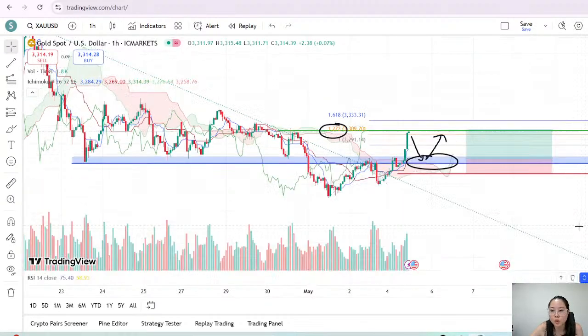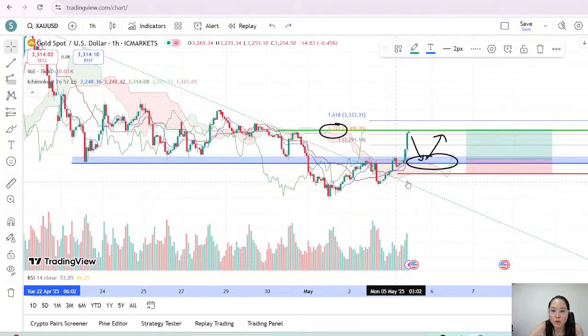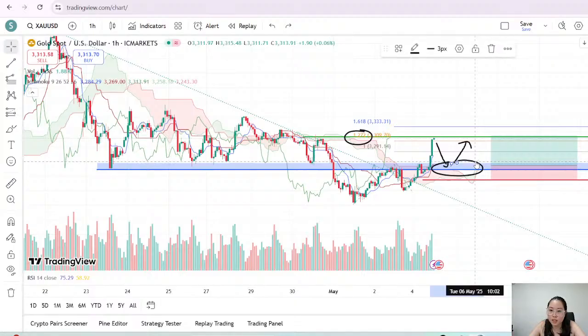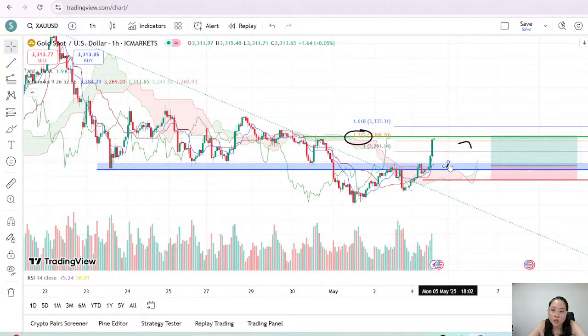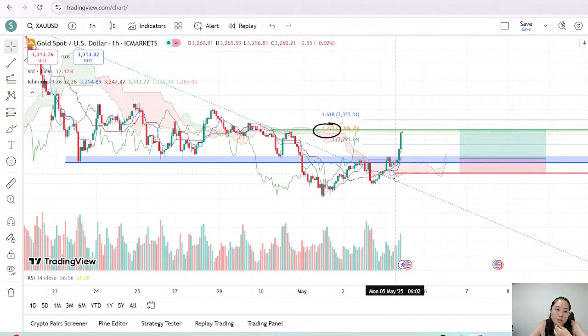I'm done with my analysis for gold. So if price pulls down to this area, this blue area here, I will consider a buy. Why am I considering a buy? This is on a very small time frame. On a big time frame, the consensus is that gold is bullish.